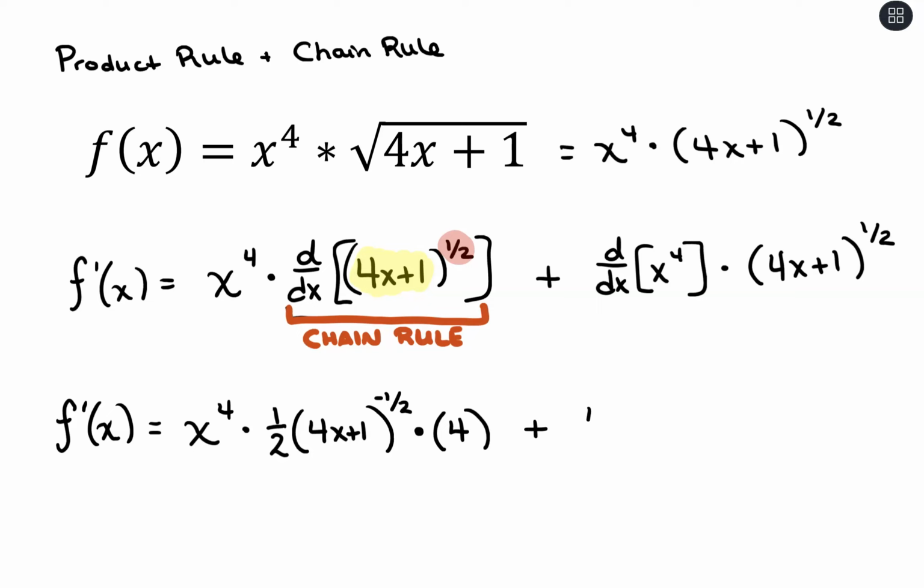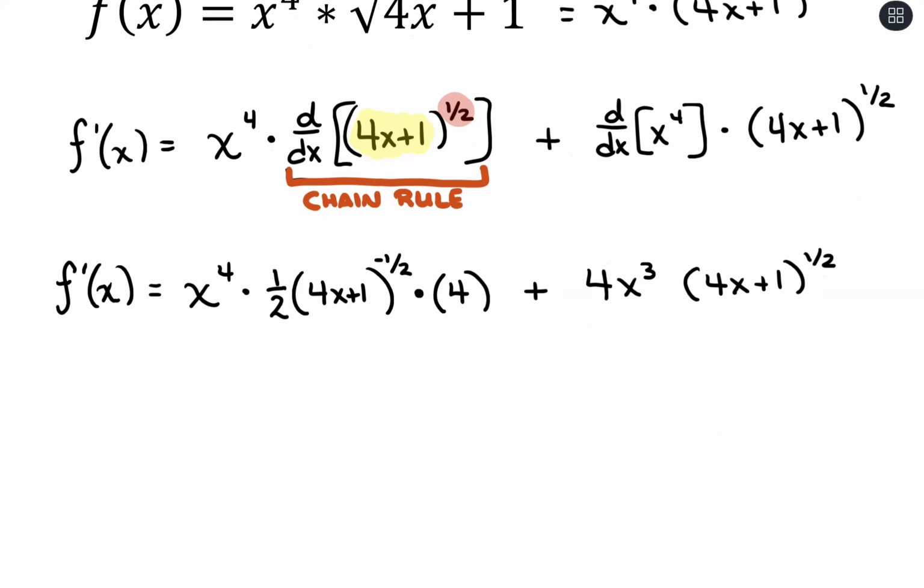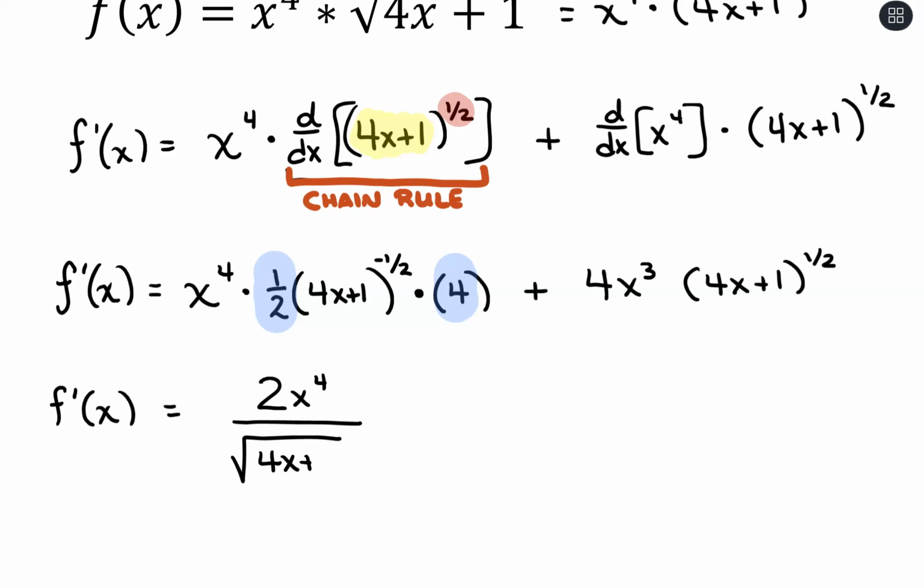Plus derivative of x to the 4th will be a 4x cubed, and then that's multiplying with 4x plus 1 to the 1/2 power. Okay, so this will give us in the numerator 4 times, and actually what I'm seeing is the 1/2 times 4, so I'm going to go ahead and change that to a 2. So we're going to have 2x to the 4th over, and then in the denominator, a square root of 4x plus 1. Plus 4x cubed times the square root of 4x plus 1.